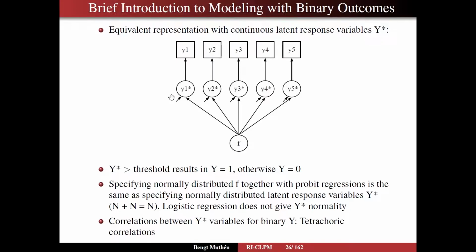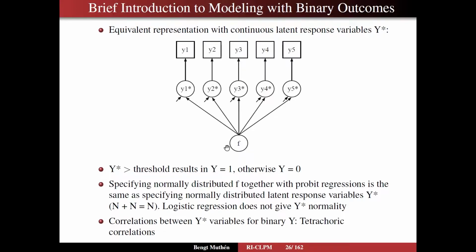So that acknowledges that the specific y star ability can be very close to the threshold, just above the threshold, getting the item right, or far above the threshold, where you are surely going to get the item right. So it indicates that you believe that you could have measured it in a more continuous fashion, but you're settling for a binary measurement. Now, specifying a normally distributed factor together with probit regressions, that is the regressions between the factor and the observed variables, those S-shaped curves on the previous slide, is the same as specifying a normally distributed latent response variable y star. So if f is normal and these relationships between y and f are probit, then the y stars will be normal.